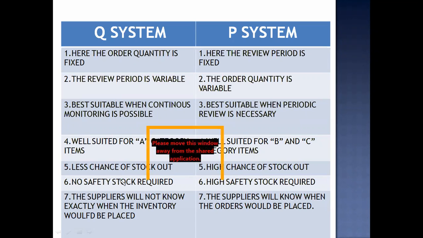क्यू सिस्टम में इट इज नॉट रिक्वायर्ड, क्योंकि एनी टाइम आई कैन प्लेस एन ऑर्डर, ओनली हैव टू जस्ट थिंक अबाउट द क्वांटिटी पार्ट. बट हाई सेफ्टी स्टॉक इज रिक्वायर्ड अंडर पी सिस्टम, क्योंकि नेक्स्ट ऑर्डर आई विल नॉट बी एबल टू प्लेस इट वेरी फास्ट.